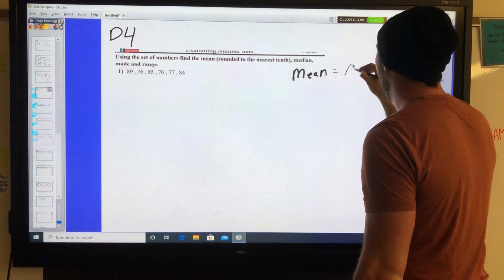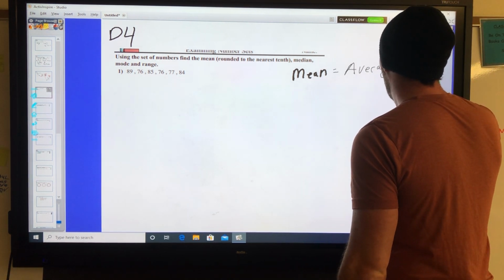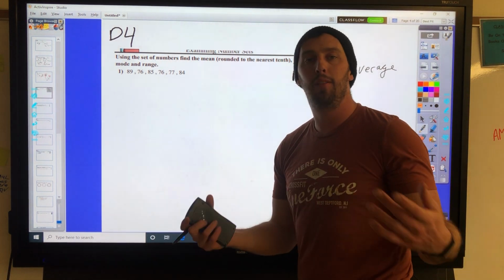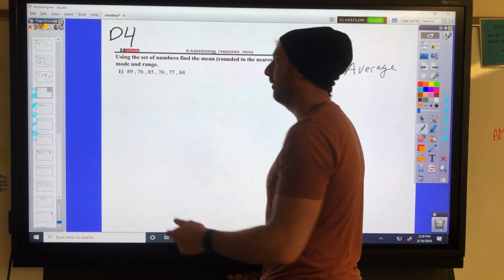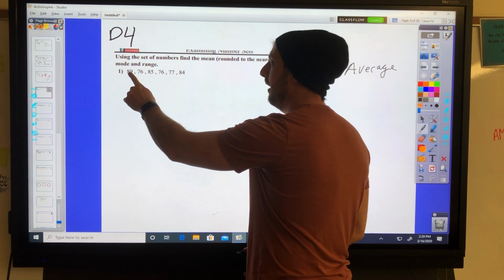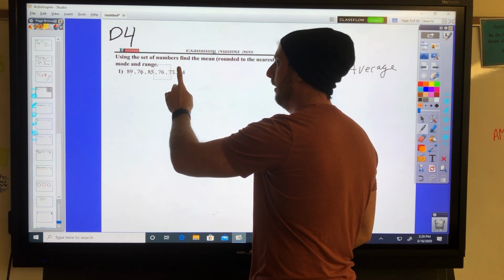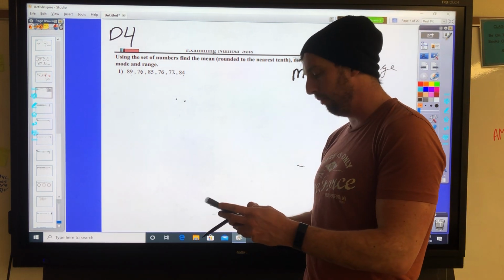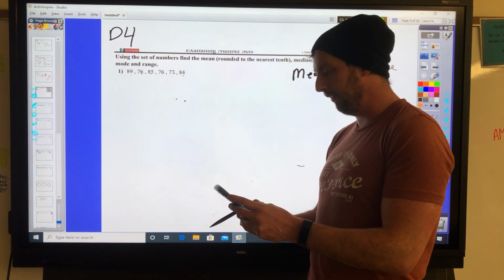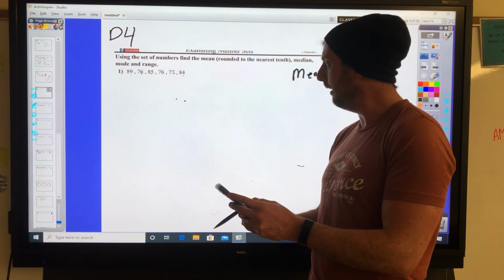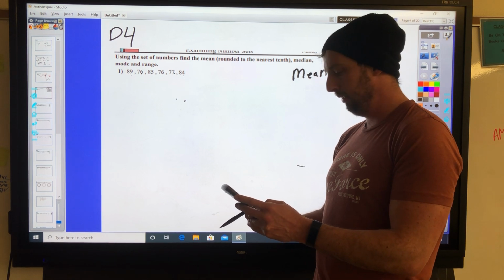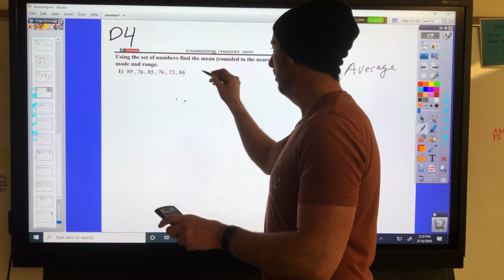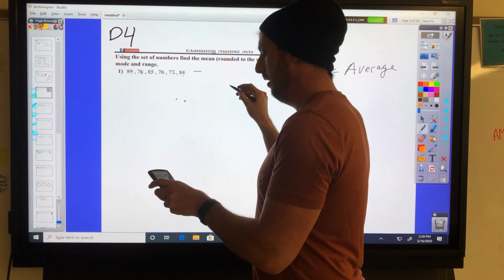The mean is the average of them all. So you have to add them all up and divide by as many numbers as there are. So if I add up all of these and then I divide by 1, 2, 3, 4, 5, 6, I should get my answer. So I'm going to add them up right now as we're doing this on the board. 89 plus 76 plus 85 plus 76 plus 77 plus 84. That gives me a total of 487.